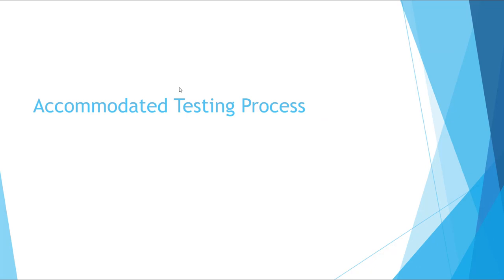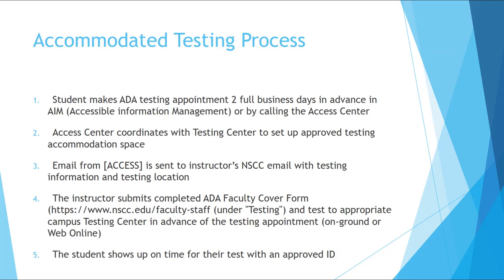Let's talk about the accommodated testing process. First, let's talk about how the process should flow. Step 1 is that a student makes an ADA testing appointment 2 full business days in advance in AIM, or by calling the Access Center. Access Center coordinates with the testing center to set up approved testing accommodation space.